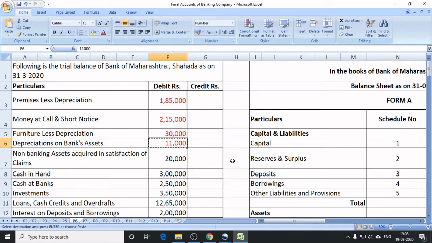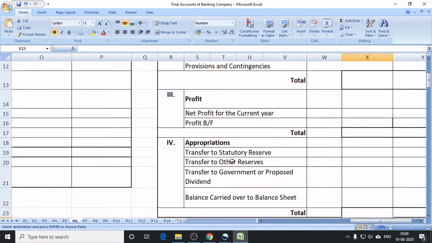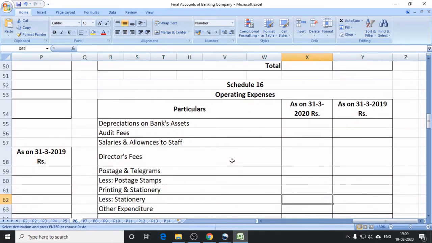Now depreciation on bank's assets, it has a debit balance and it is an expense of the bank, but it is an expense other than interest payment, so it will go under schedule number 16, that is operating expenses. Here, depreciation on bank's assets.